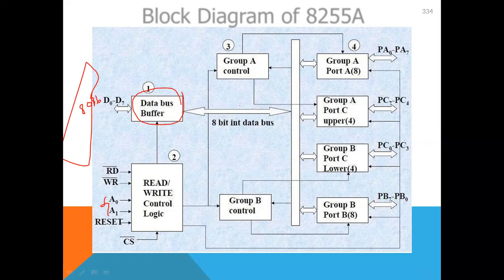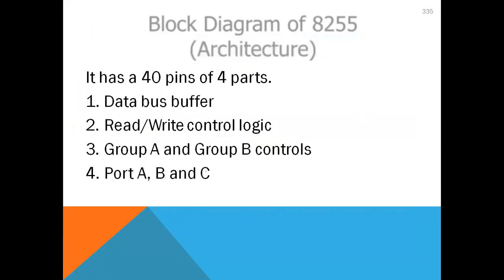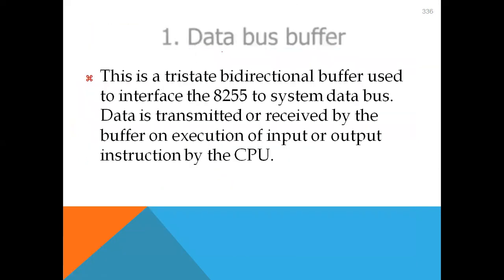The entire circuit can be divided into group A and group B. Group A means 8-bit port A and the upper part of port C. These two combined are called group A control. And the lower part of port C and port B, these two combined are called group B control. So the entire circuit can be divided into 4 parts: data bus buffer, read write logic, group A and group B.